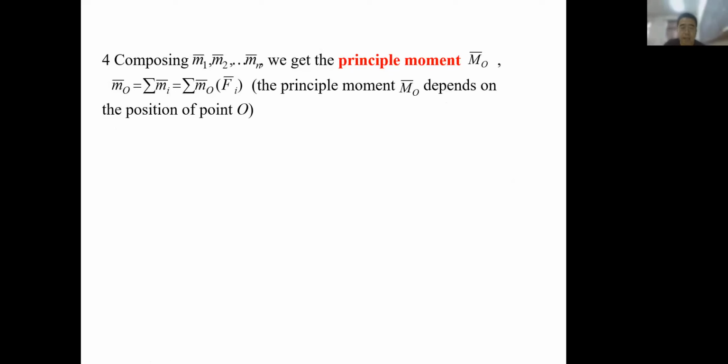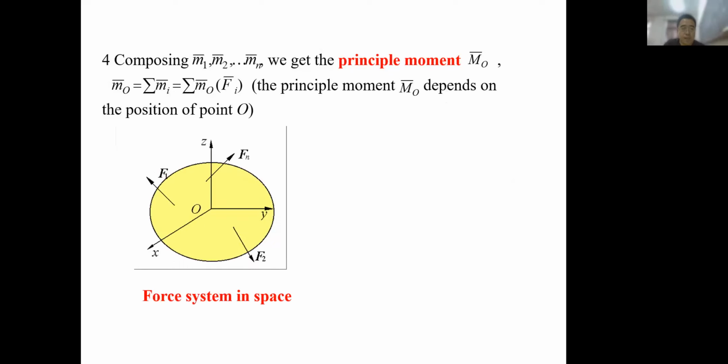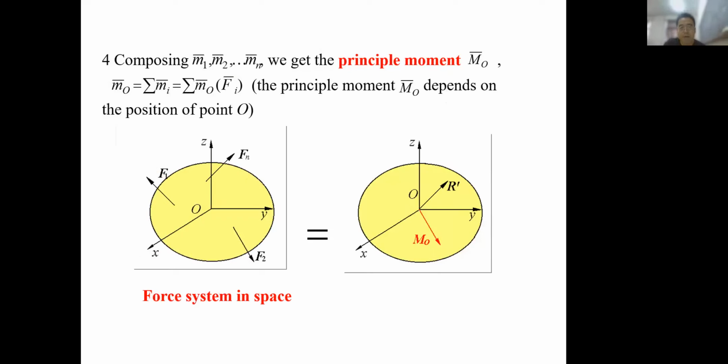You guys understand that, right? So we have a force system in space. We can do some reduction. Then we will finally have this principal vector R prime and principal moment MO. So whatever your original force system in space is, we will finally find this R prime plus MO.